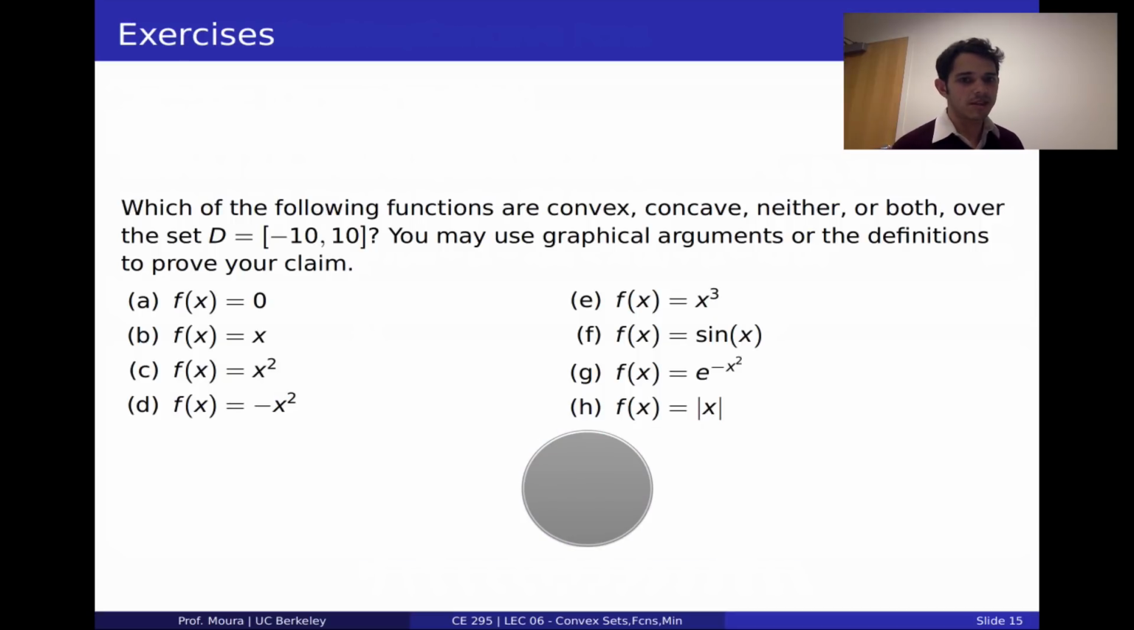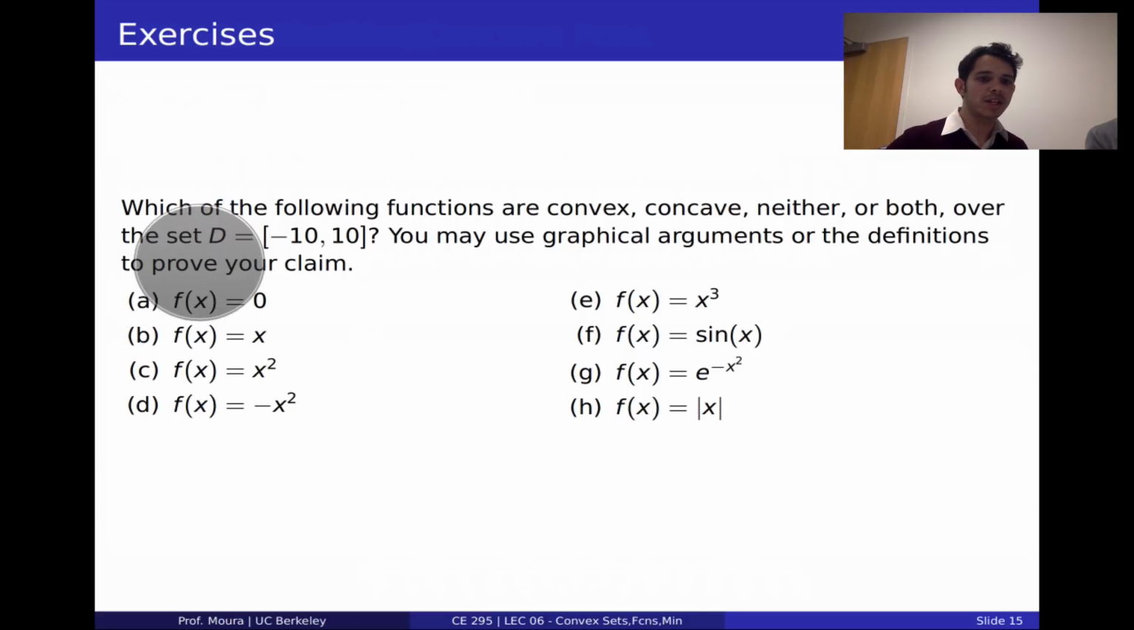Okay, so let's discuss a few exercises to test our understanding. In these exercises, what you need to do is identify if these functions are convex, if they're concave, if they're neither convex nor concave, or if they're both convex and concave. Specifically, we're interested in these functions over the domain of x going from -10 to 10. And of course, x from -10 to 10, that's an interval, that's a convex set.